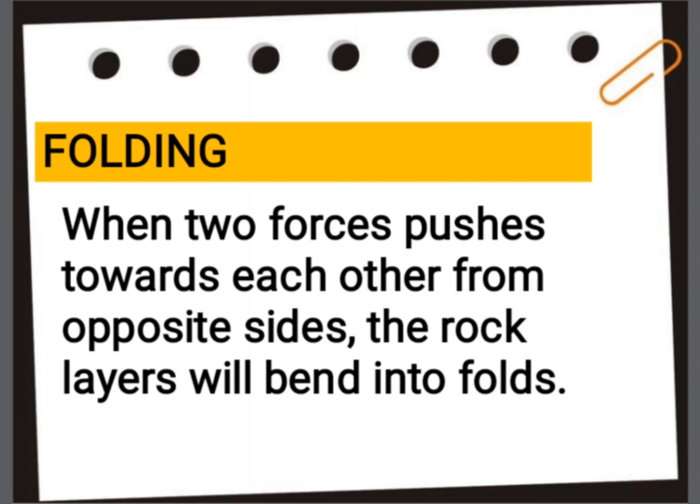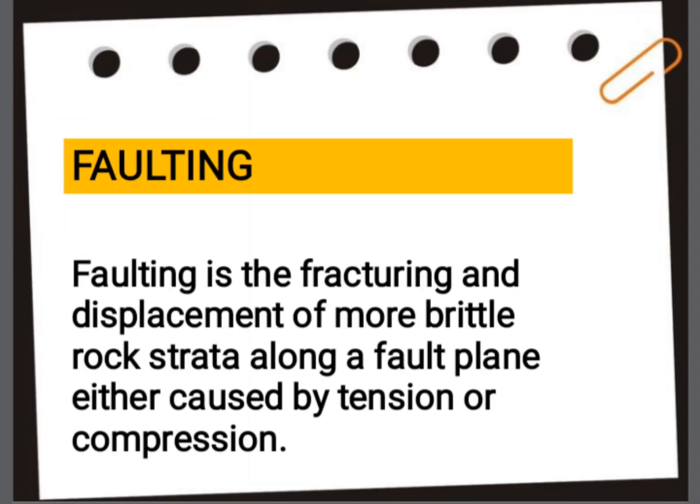This time, let's talk about what folding is, one of the main endogenic processes. Folding is when two forces push towards each other from opposite sides. The rock layers will bend into folds. The process by which folds are formed due to compressional forces is known as folding. There are large-scale and small-scale folds. Large-scale folds are found mainly along destructive plate boundaries.